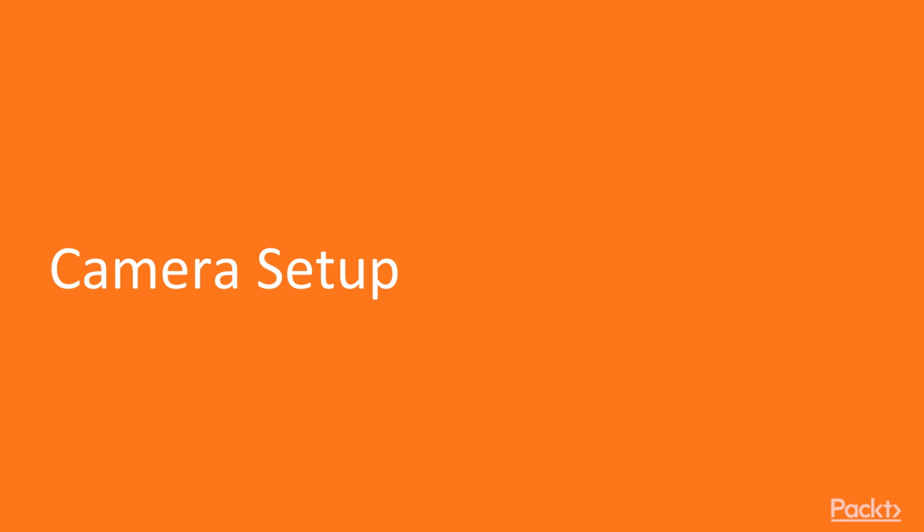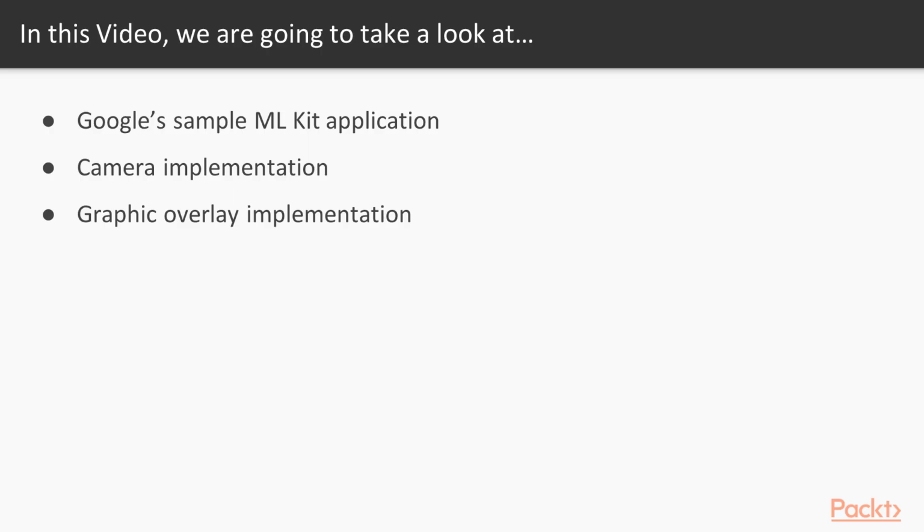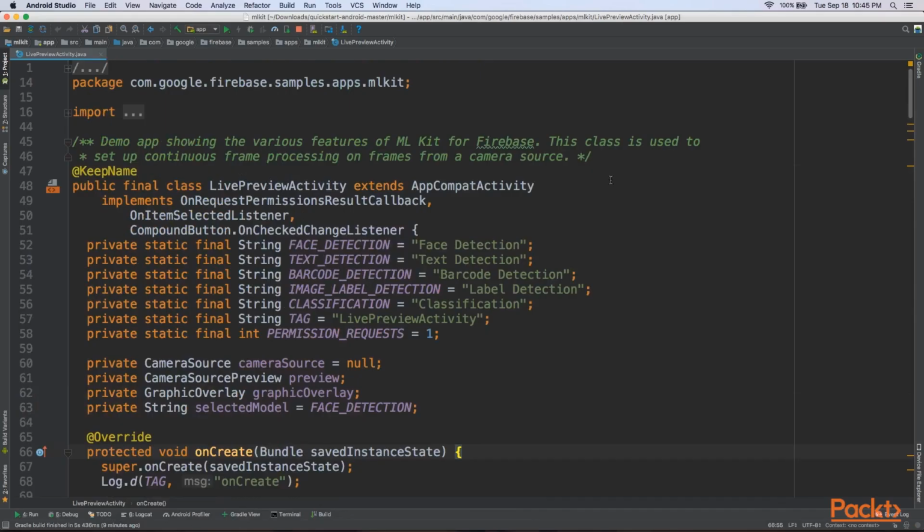Camera setup. In this video, we're going to discuss Google's sample MLKit app, the camera implementation, and the graphic overlay implementation. If we open up Android Studio and open the application that's available to download with the course, we're going to open up this class, LivePreviewActivity. Just so you know, this is Android's MLKit sample app.